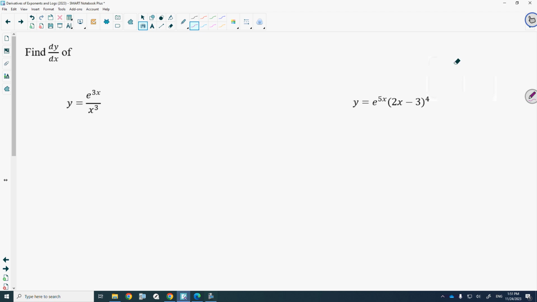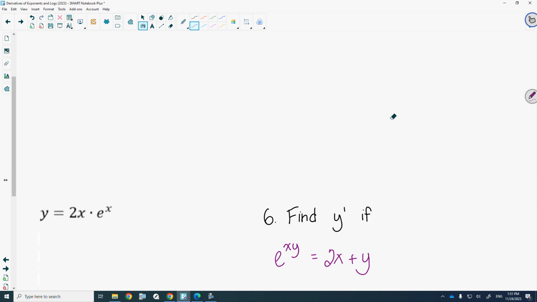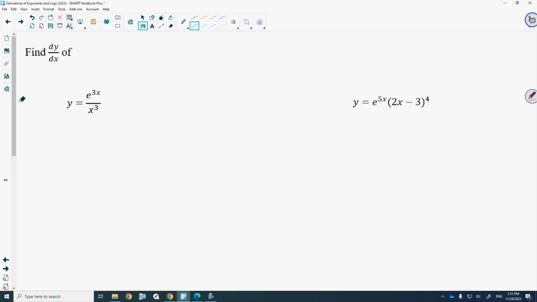Let's finish off lesson 1, taking more derivatives of exponential functions with base e. These examples are going to have quotient law questions, and then a combination of product law and chain rule. And then we'll do an implicit question, so a variety.